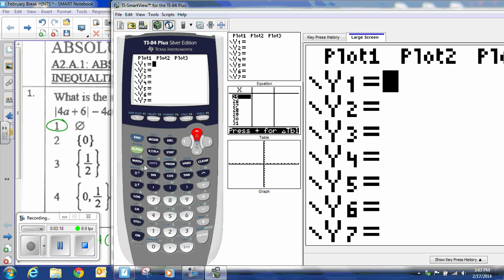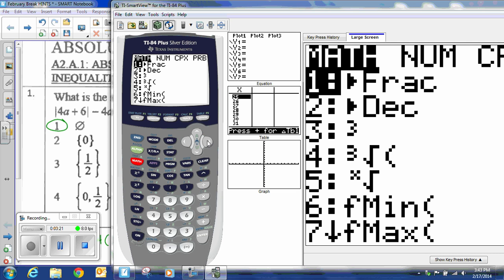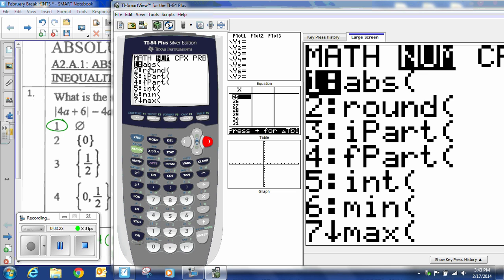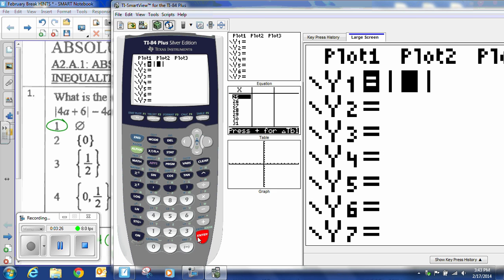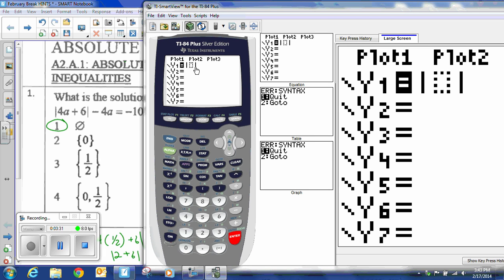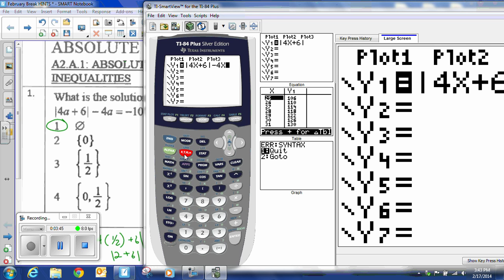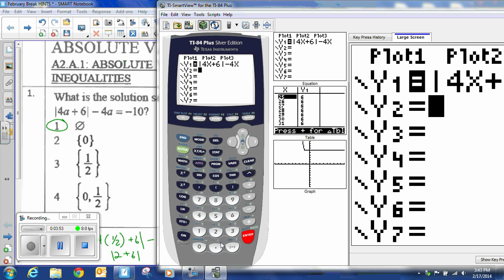So we need to find absolute value, which is under math, number, ABS, abs for absolute value. And with my new fancy calculator, the TI-84 Plus, they give you the absolute value bars. And we're going to plug in 4x plus 6. Now we're done with the absolute value. Let's do minus 4x. And the left side is done. Let's press enter. And our other equation is negative 10. Simply type in negative 10.